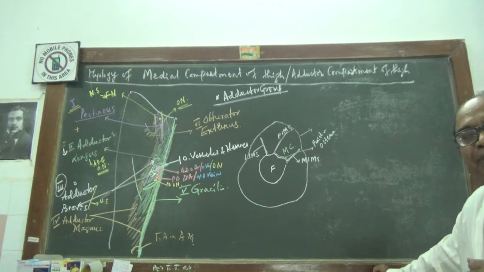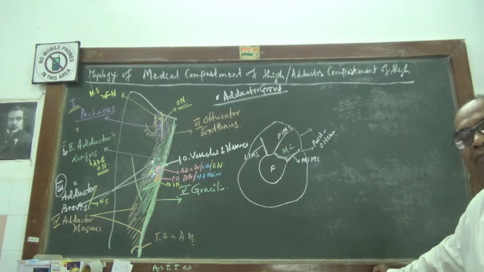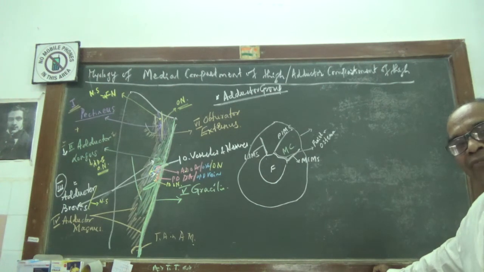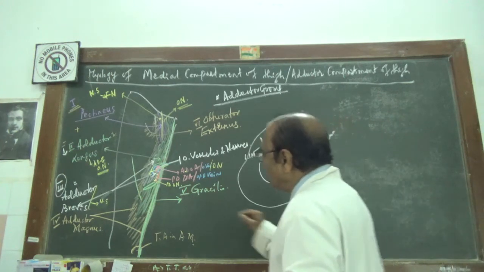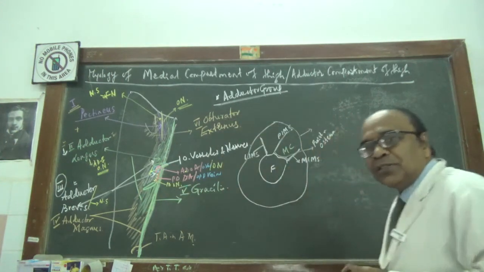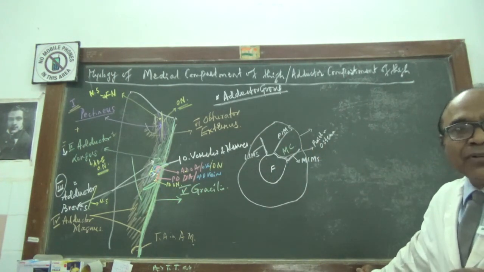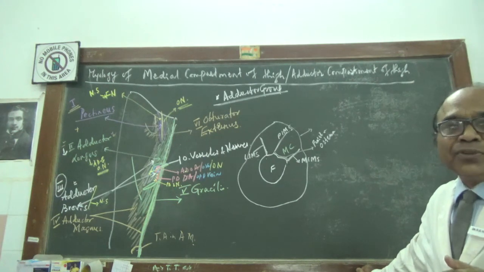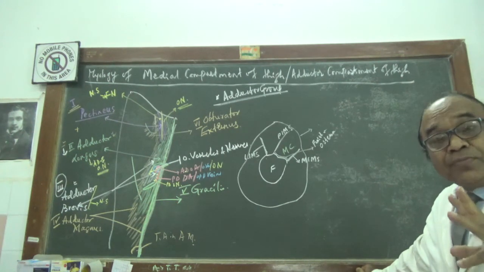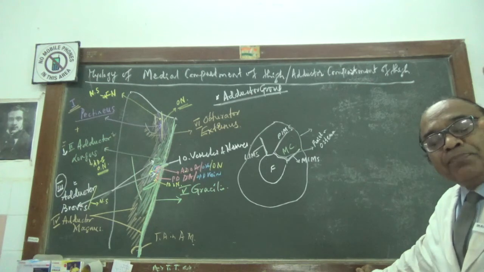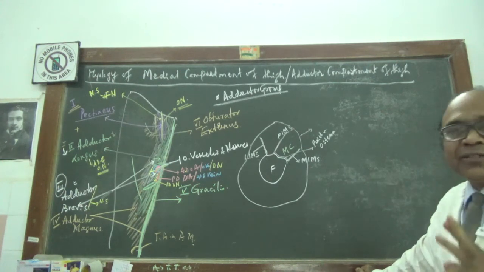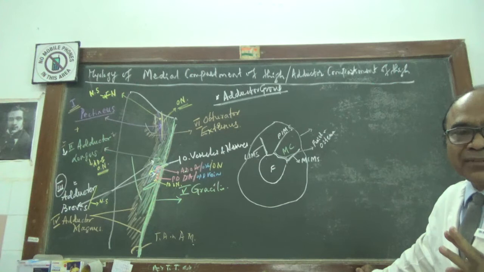Adductor magnus, being a big carpet-like muscle, will have two types of nerve supply. One will be the posterior division of the obturator nerve, because it is lying in the postero-medial compartment of the thigh. So pubic fibers and the ischial fibers.